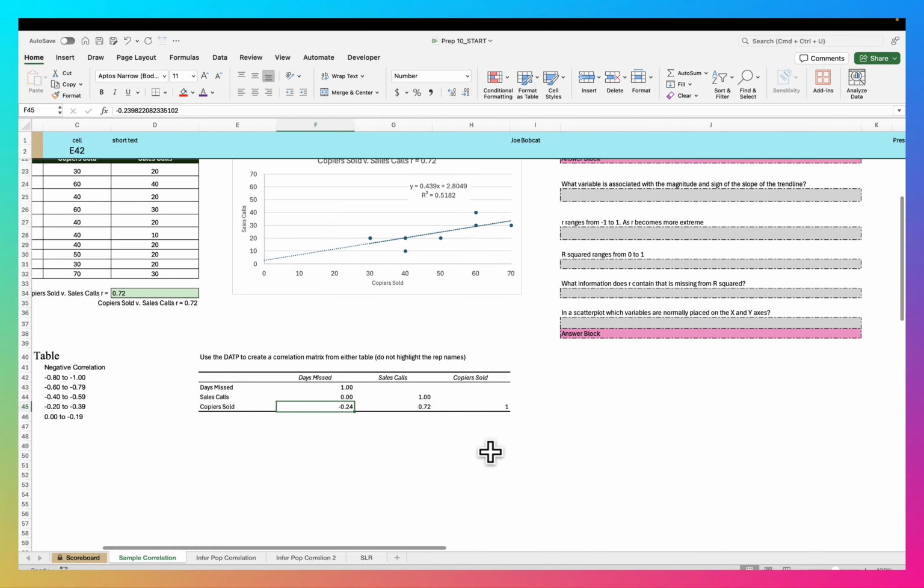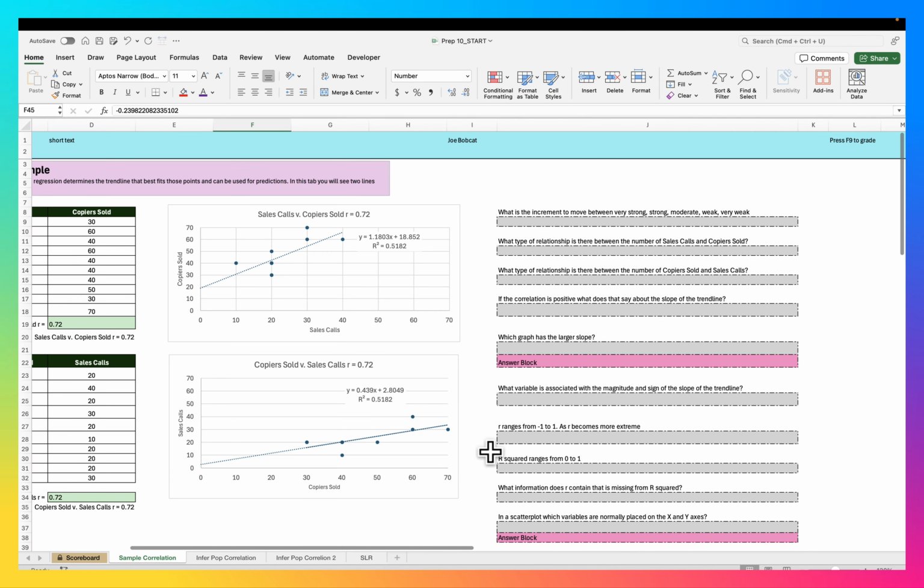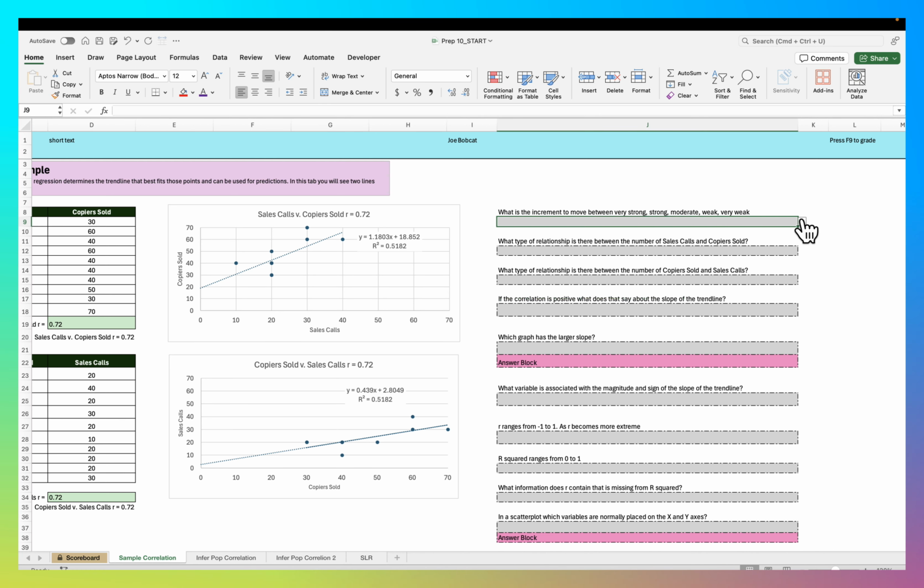All right, now let's turn our attention to some of the questions. So what is the increment to move between very strong, strong, moderate, weak, and very weak? Well, it's just what I said, that they move basically 20% at a time. What type of relationship is there between number of sales calls and copiers sold?